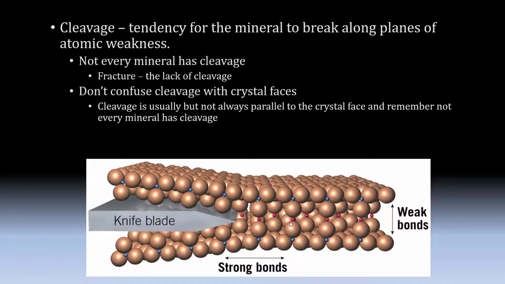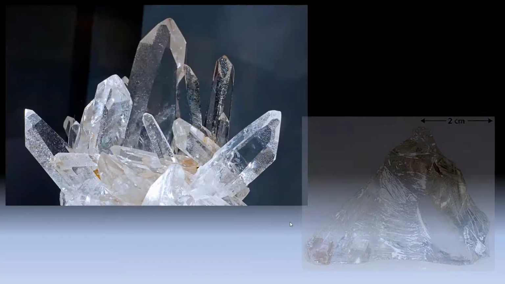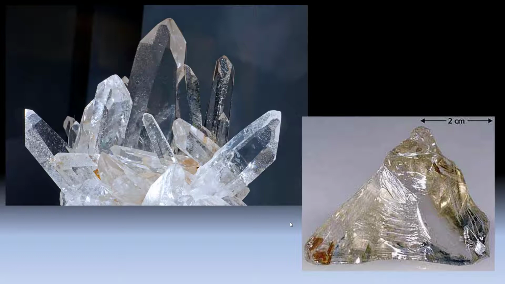Now, a couple things. Don't confuse cleavage with the crystal, right? Because a lot of times you'll pick up a mineral and it'll have a really pretty crystal. That's how the mineral grew. It may or may not be how it broke. Quartz, for example, makes these really pretty crystals that you can see in the upper left here, right? But if you break it, it just shatters. It just breaks. It does not have cleavage, okay? And even minerals that do have cleavage will usually, but not always, break along those crystal faces, right?